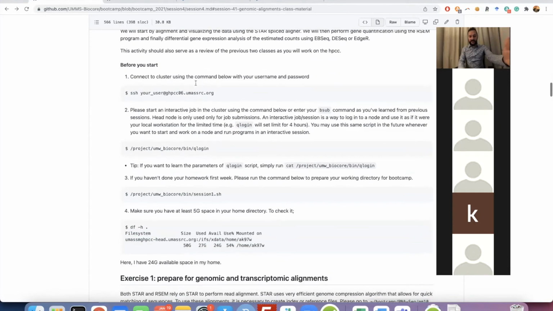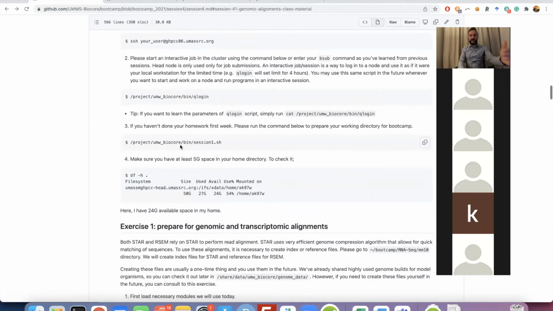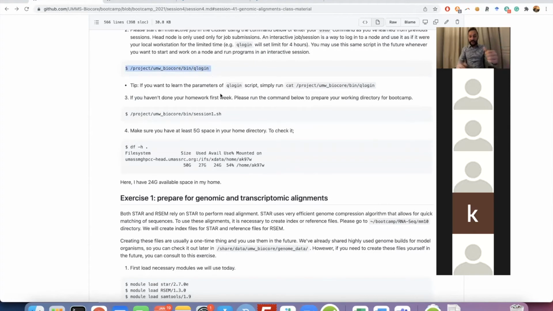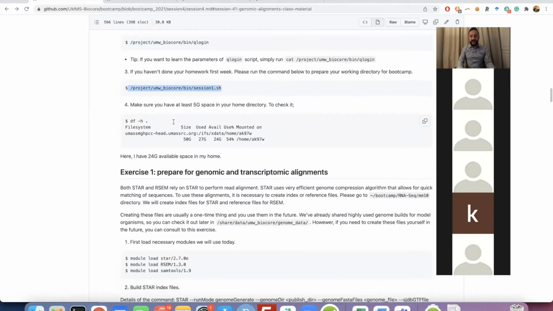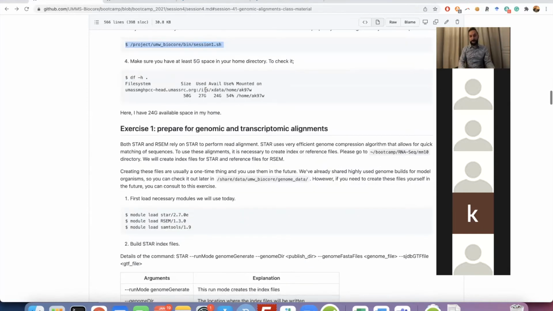You're going to connect to the cluster. You're going to get your interactive node first before you start, and run this script here, session 1 sh, and this will bring all the necessary files into your directories. Don't forget, don't skip any step here, okay?